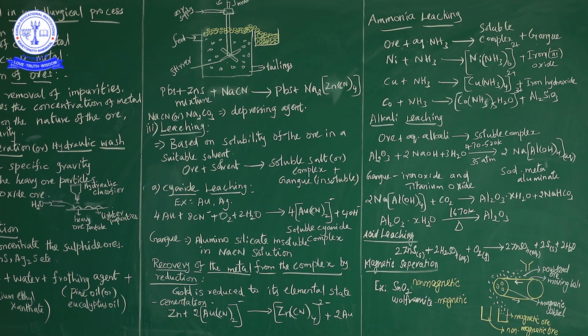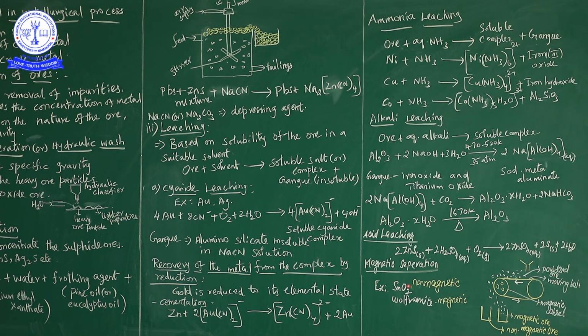Then the fourth concentration method is magnetic separation. Magnetic separation is applied for ferromagnetic substances. What is it applied to? Ferromagnetic ores. A compound with a highly magnetic property is called a ferromagnetic substance. Those ferromagnetic ores are separated by magnetic separation.